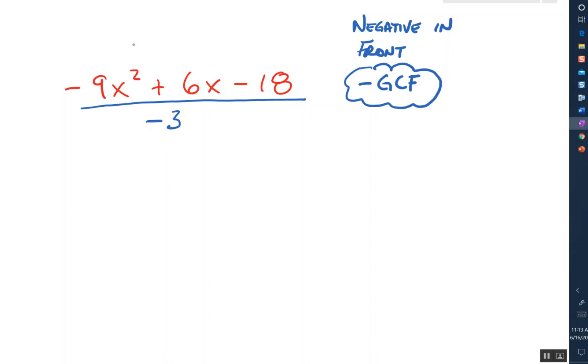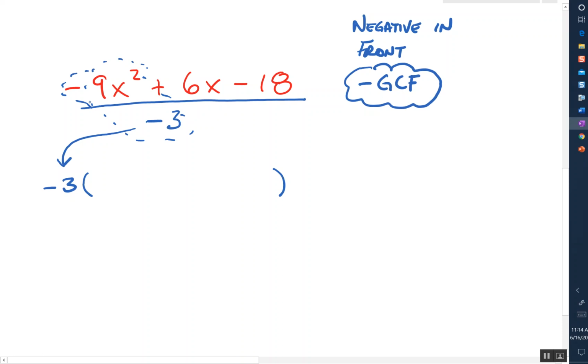So again, I'm going to take my GCF, I'm going to put it out in front because you can't forget about it. And now I'm going to do division. So if I divide these terms right here, sorry, negative there too. So -9 divided by -3 will be a +3. And there are no x's, so my x squared stays the same.